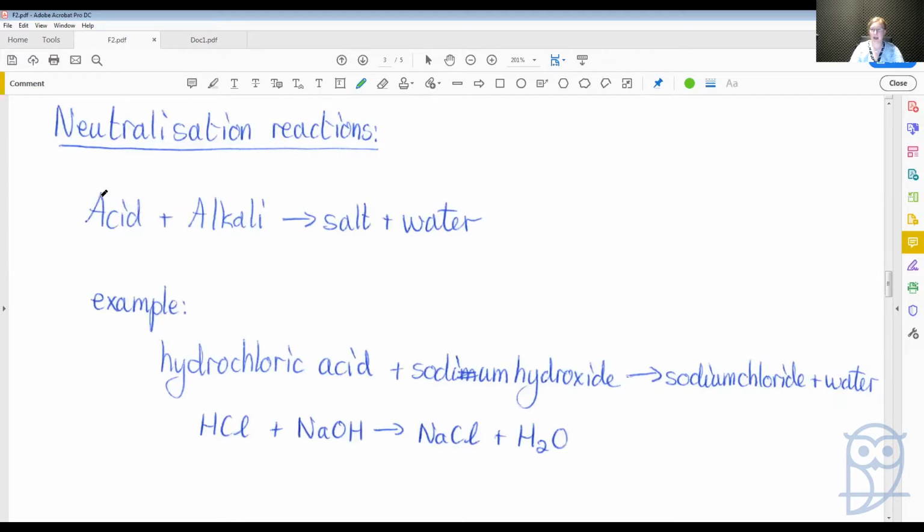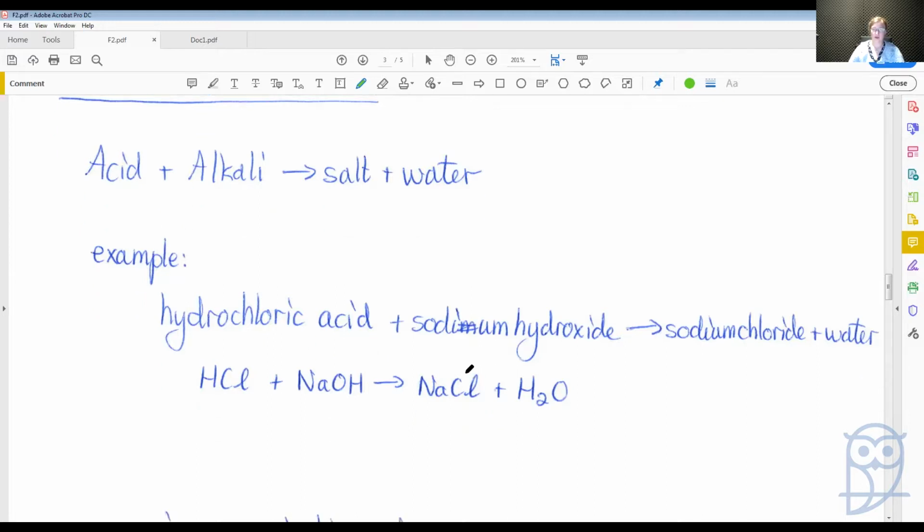So this is when an acid combines with an alkali. And what happens in that is we end up getting salt and water. So here we have an example. We have hydrochloric acid and sodium hydroxide, and it combines to give us sodium chloride and water.